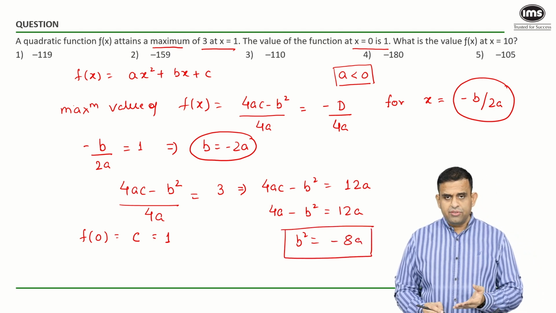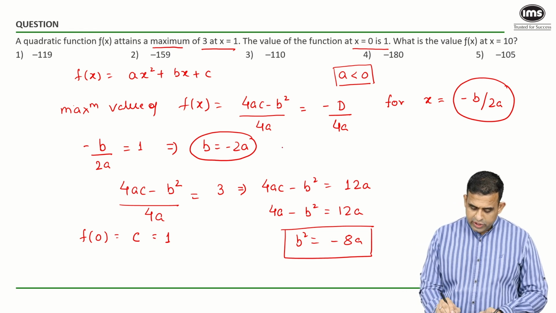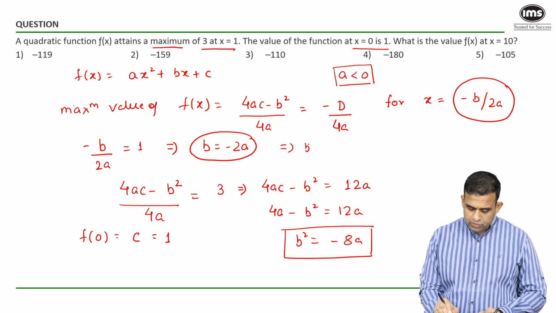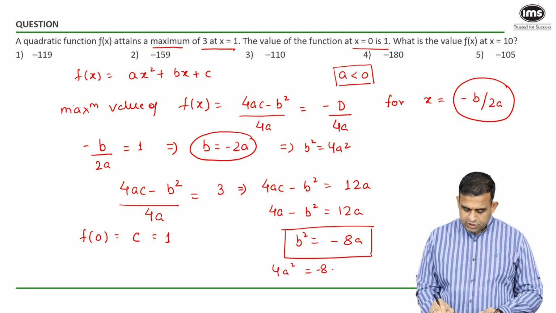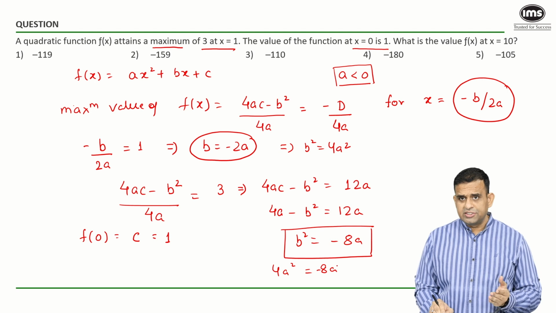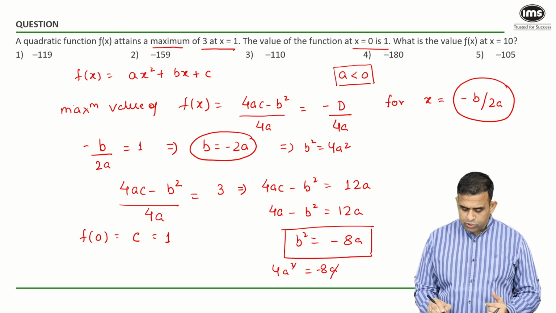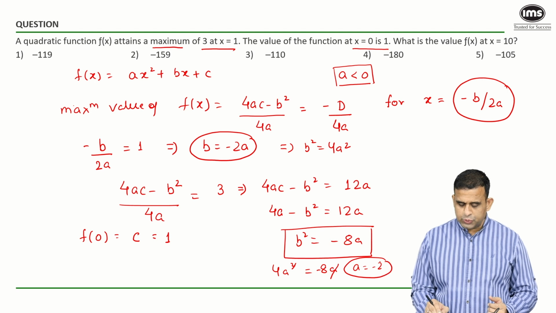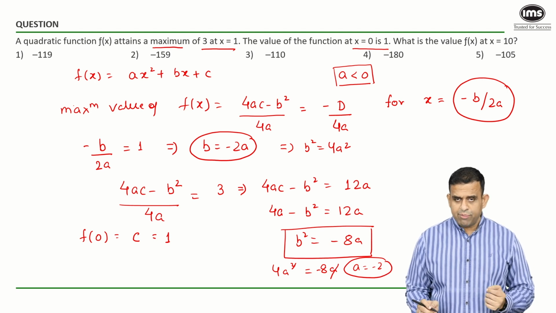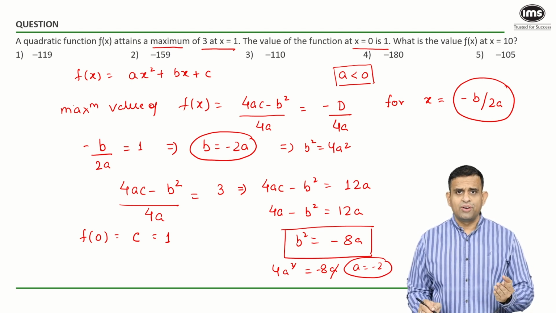So now since b is equal to minus 2a, the term b square happens to be equal to 4a square. So I can now say 4a square is equal to minus 8a. So since a is nonzero, I can cancel one of the a from both sides, and we will find out the value of a becomes equal to minus 2. And if the value of a becomes equal to minus 2, we can find out the value of b.